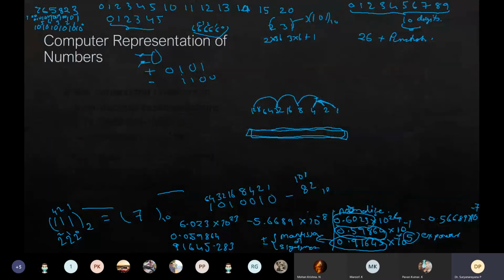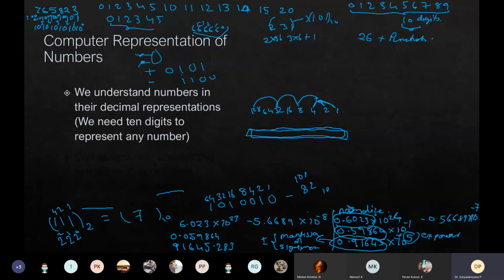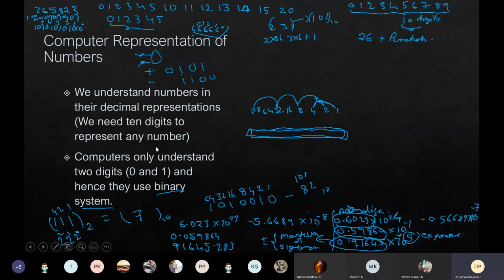Okay, so here's the thing. At least I think I'll review this part. I told you that we human beings use a decimal system, 10 digits, and the place values are powers of 10: 1, 10, 100, 1000, 10,000, and 100,000. Whereas in computers, we use the binary system.